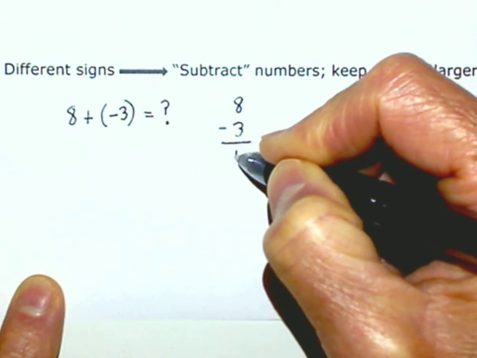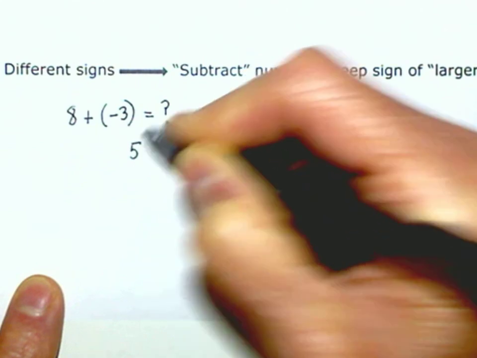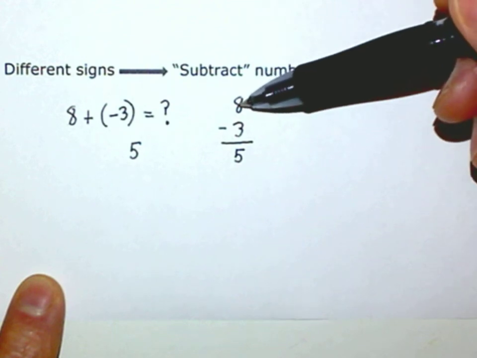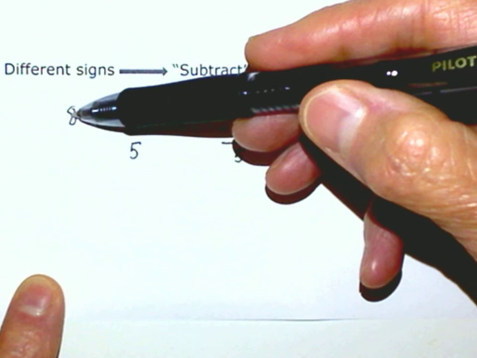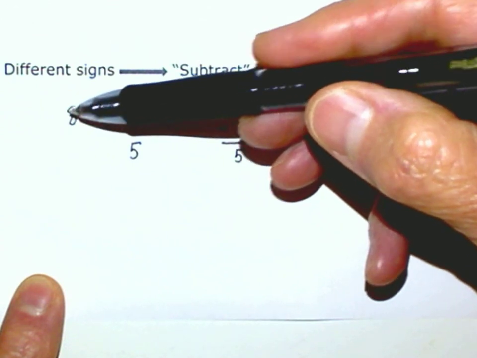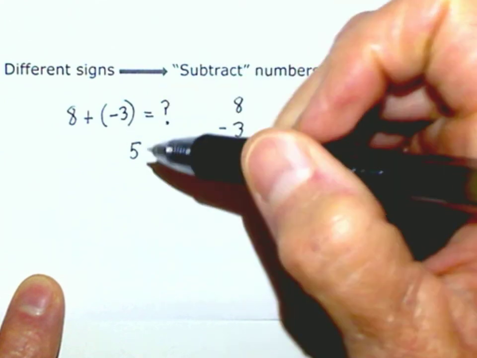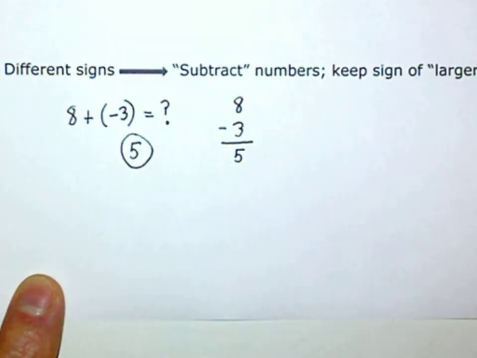And I get 5. Okay, so I know I'm going to have a 5 in my answer, but is it going to be a positive 5 or a negative 5? Let's go back and look at the sign on the bigger number, which was 8. The bigger number is positive. My final answer will have to be positive. So my answer is positive 5.